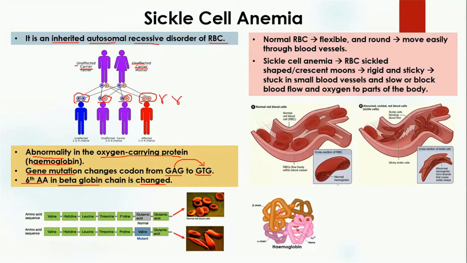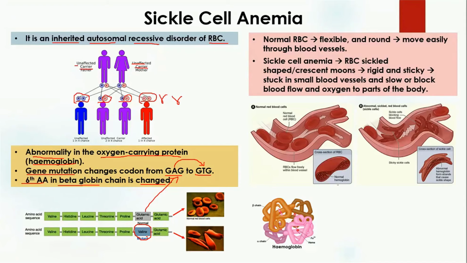Here you can see the normal sequence of the beta globin chain, and you can see that at the sixth position glutamic acid is present. Glutamic acid is encoded by this code. But in sickle cell anemia, because of the mutation, as the code is changed, at the sixth position the glutamic acid is replaced with valine.